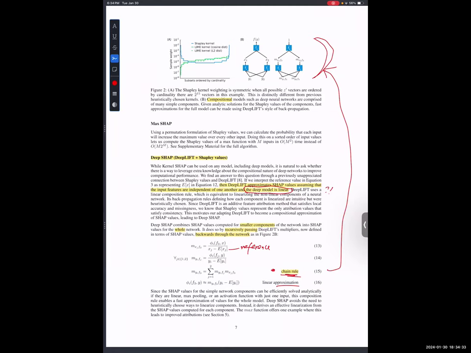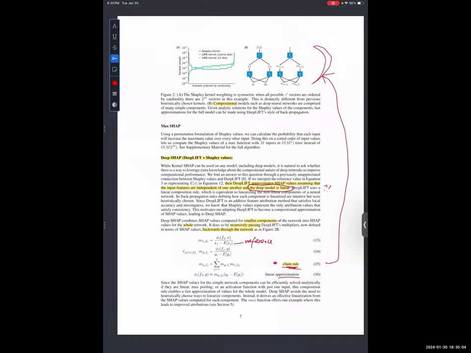And now we come back to here. If I understood correctly, now they are trying to illustrate how they use deep learning to do the backward propagation for the estimation, with a reference point there. So apparently this backward propagation still uses a linear approximation.